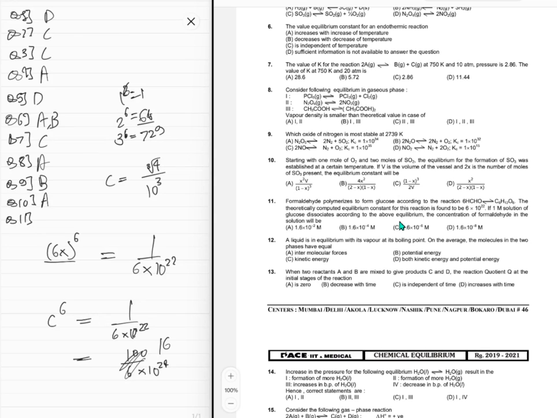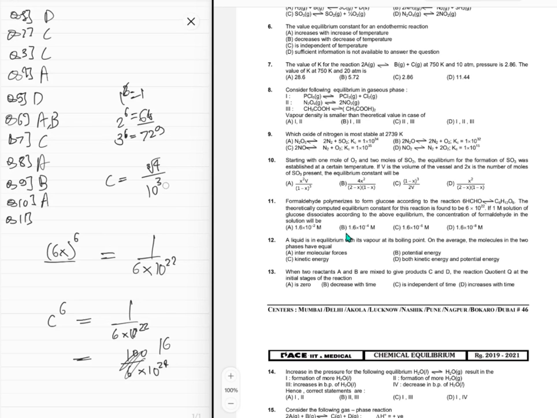Concentrated formaldehyde in the solution will be, come on, that's not fair, because it's just the 6th root of this thing, and that's this value. How does this not be in the option? 6 times of that. Okay, we don't know, so just leave it. Something's wrong. That's all we can say. Something's just wrong. Oh wait.